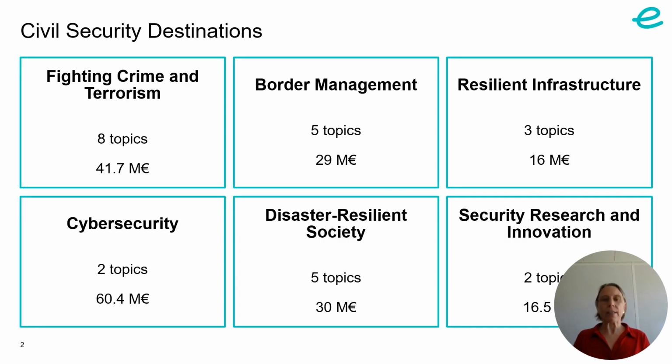The Civil Security for Society work program is divided into 6 destinations or chapters, ranging from fighting crime and terrorism through securing Europe's borders or securing its critical infrastructures, one destination on cybersecurity or disaster resilient society, and research and innovation. There are a total of 25 topics for a budget of 193 million euros available.